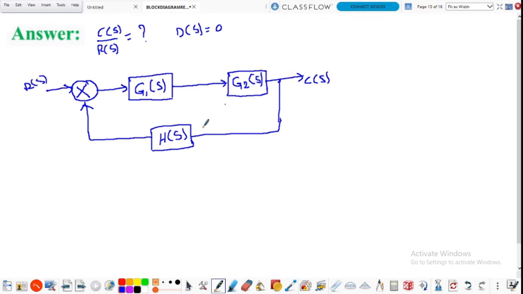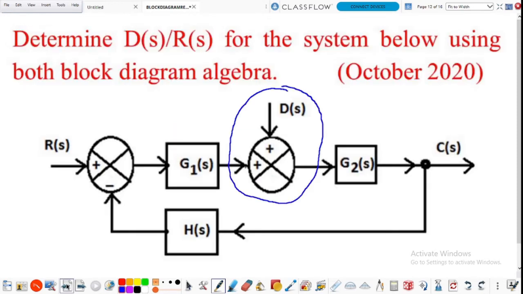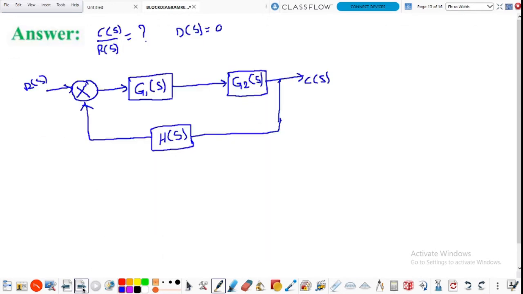So what type of feedback is there? Negative feedback. Now applying the block diagram reduction rules, these two blocks are in cascade connection. So first eliminate the cascade blocks by combining them.